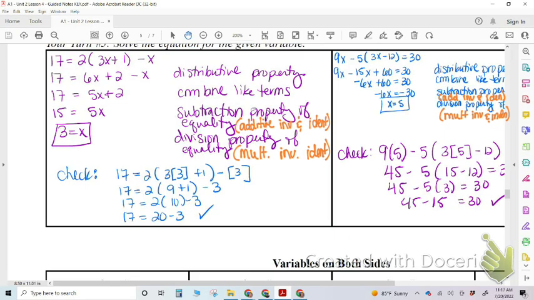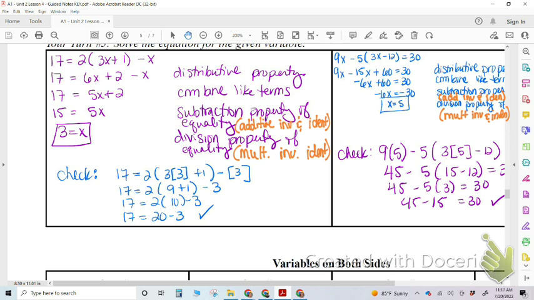All right, and now that you've had a chance to try these, your work should look something like this. Again, you may have possibly done some of your steps in a different order, and that would be okay. You should end up with the same answer, but your work might look just a bit different.